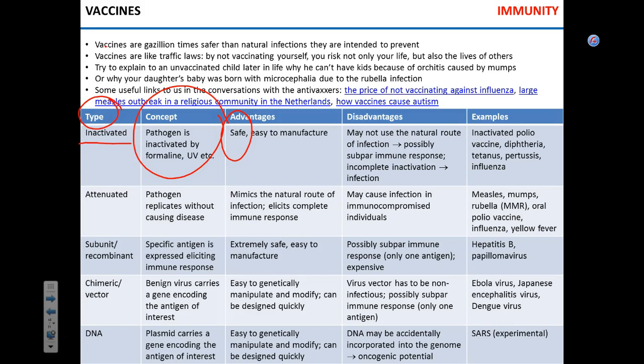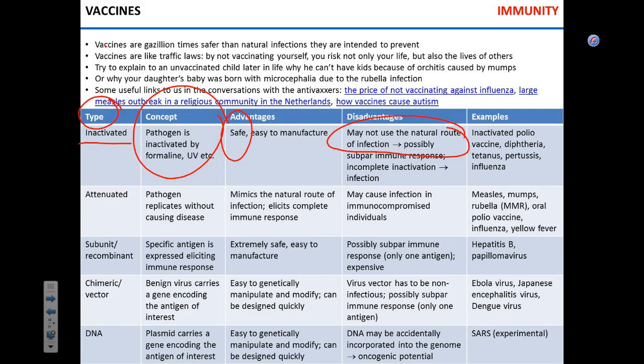Easy to manufacture. Well, more or less, yes. Easy because, you know, you just mix your pathogen with an inactivating agent, let it sit for a couple of days, and then the rest is chemistry. Disadvantages, usually not the natural route of infection. So say when you get the inactivated flu vaccine, it is injectable. Does that make sense? Flu is not transmitted by blood, it's a respiratory disease. So it's not a natural route, and it will not produce the best combination of immune responses.